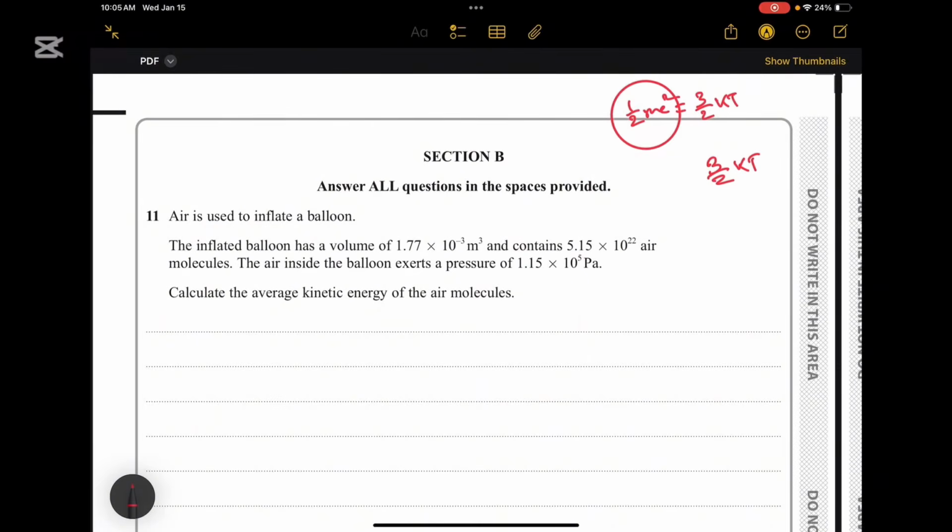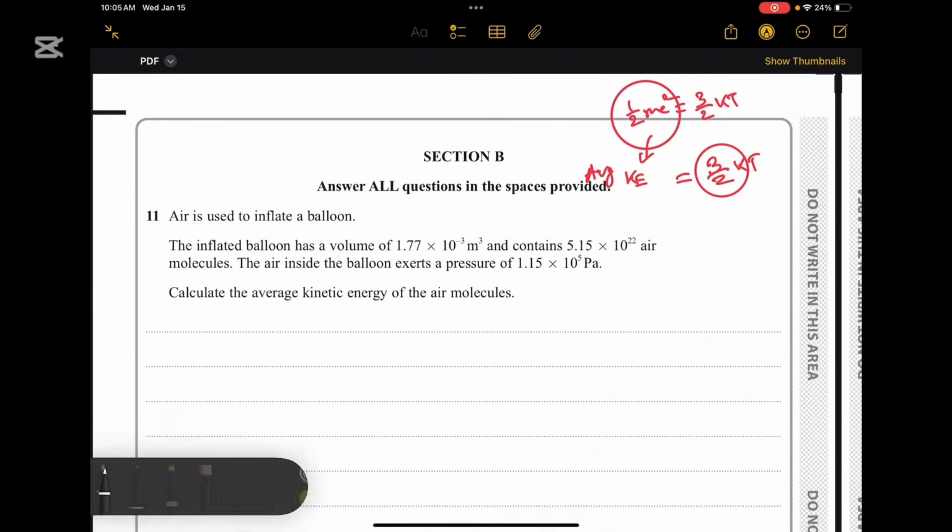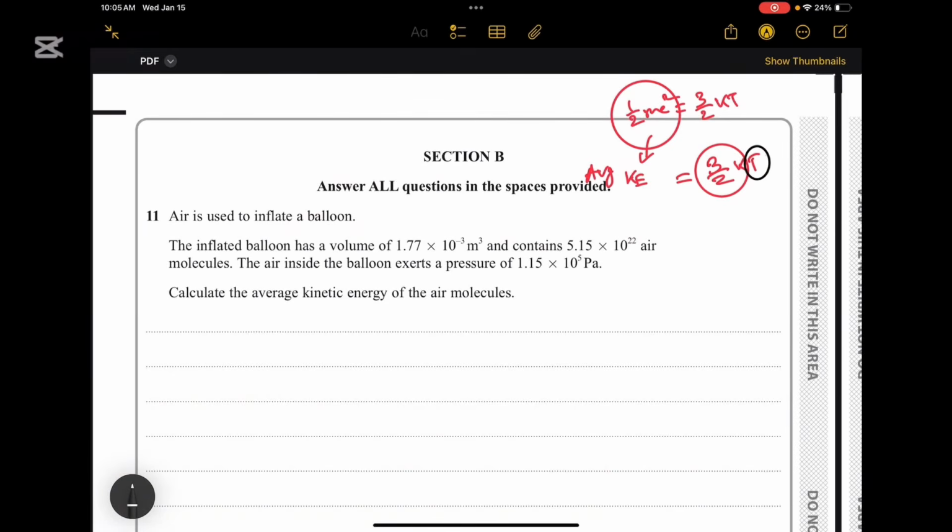So we can write it down as average kinetic energy equals 3 by 2 kT. This half mc squared is our kinetic energy. So we can say kinetic energy equals 3 by 2 kT. This is average kinetic energy, my bad. Average kinetic energy equals 3 by 2 kT. Now we know 3 by 2 k is a constant. Now we just have to find out the temperature in Kelvin, which will give us the average kinetic energy.